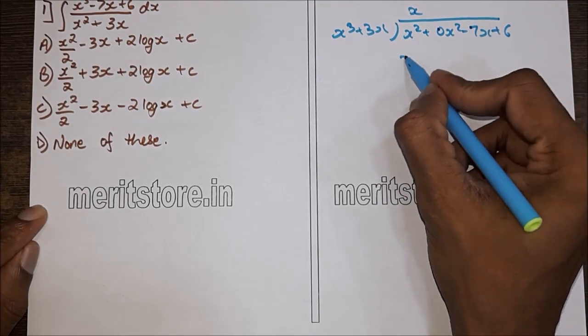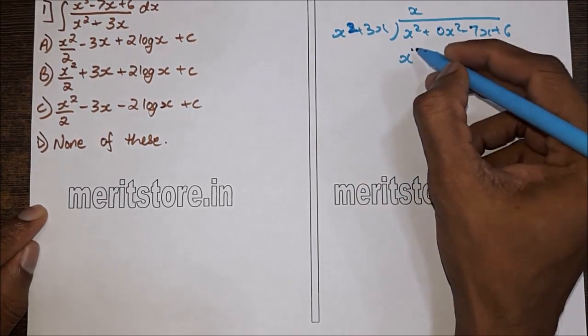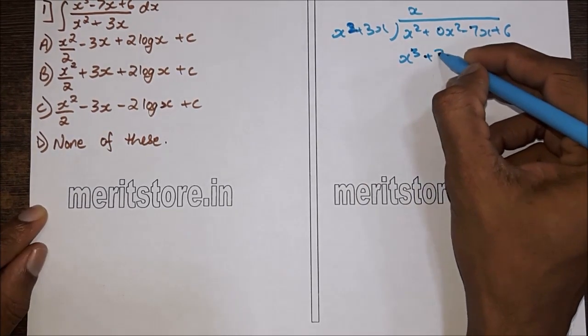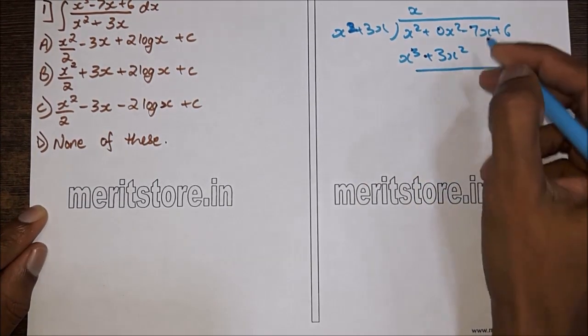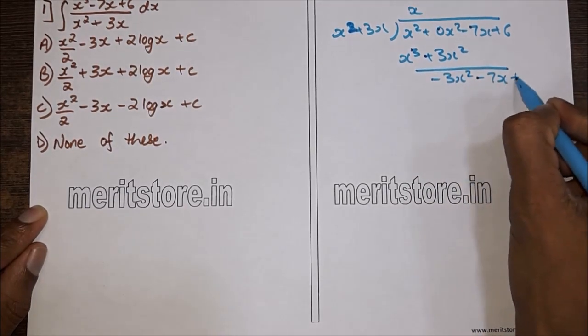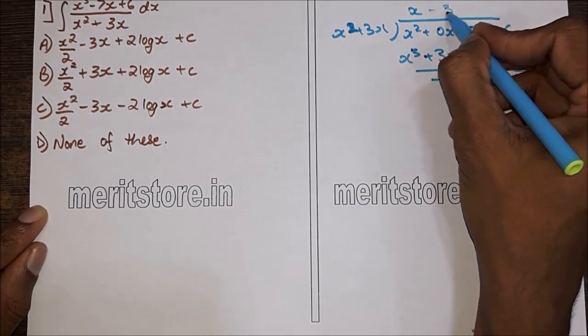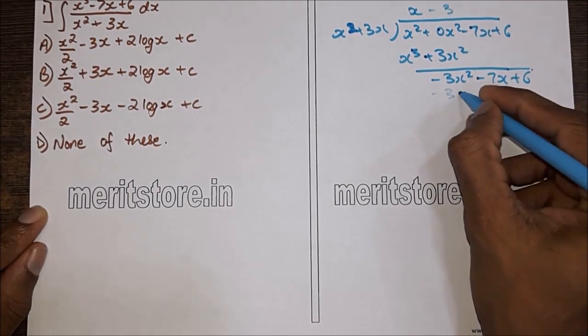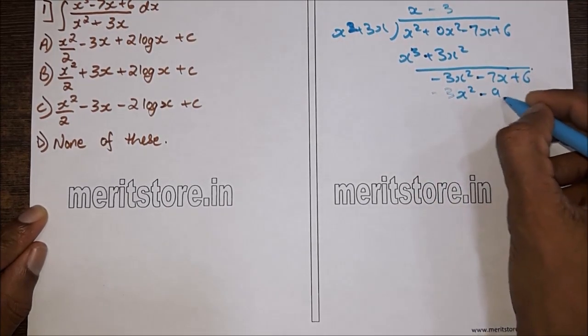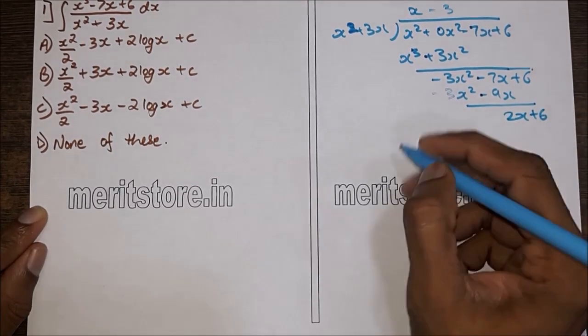So we get x square. You get x cube plus 3x square, which gives minus 3x square minus 7x plus 6. Further, we multiply by minus 3, we get minus 3x square minus 9x, and we get the remainder 2x plus 6.